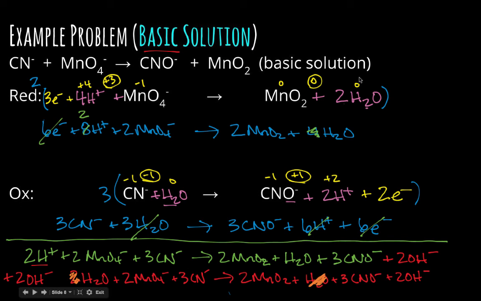So again, basic solution, pretty much the same. You're just adding one last step at the end where you add however many H pluses you have in that final reaction after you've simplified. That's how many OH minuses you add, makes water, and then you go back and simplify the water.